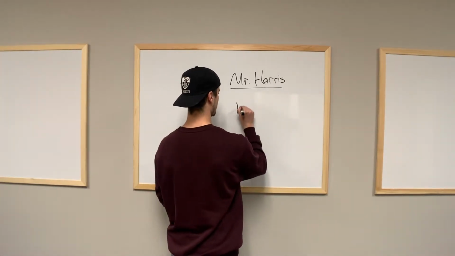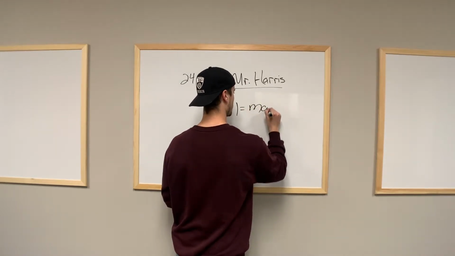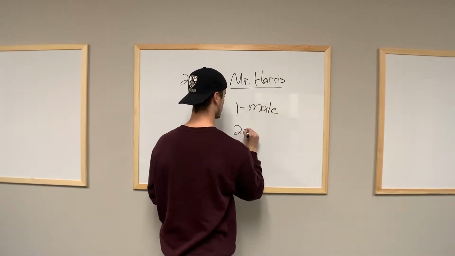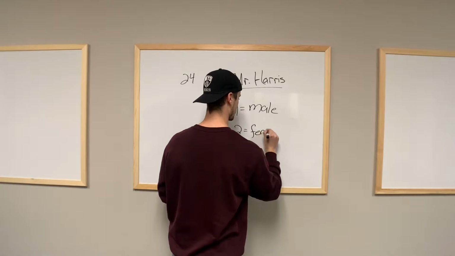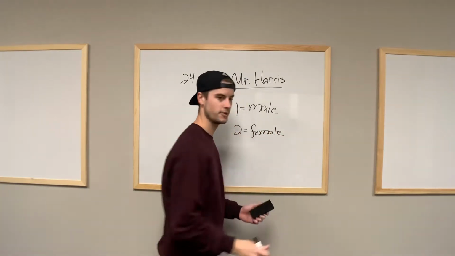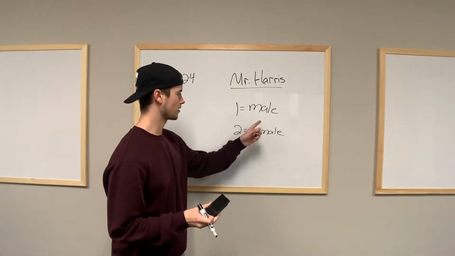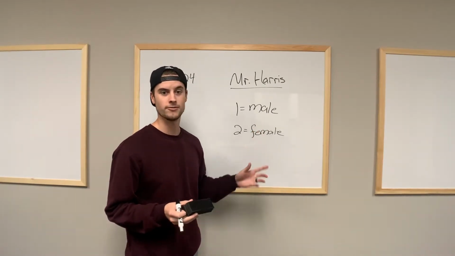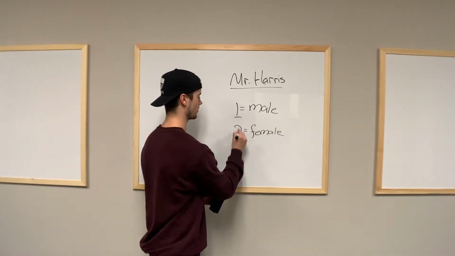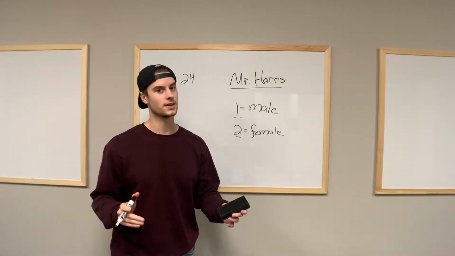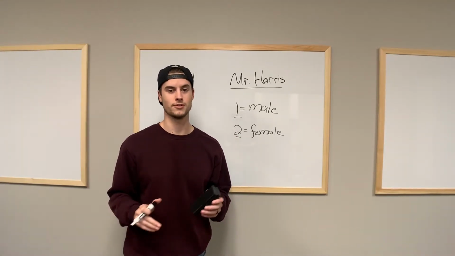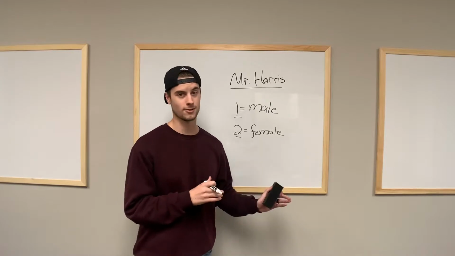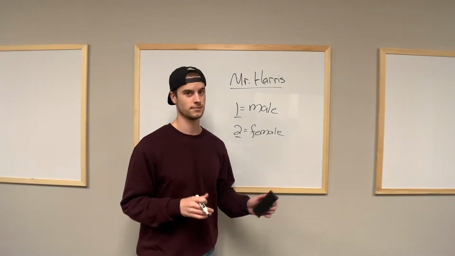I can say enter 1 for male, and enter 2 for female. It's categorical data, because we're asking them to identify male or female, but it's coded with these numbers. Don't get that confused for numerical data. It's categorical, it's just coded.